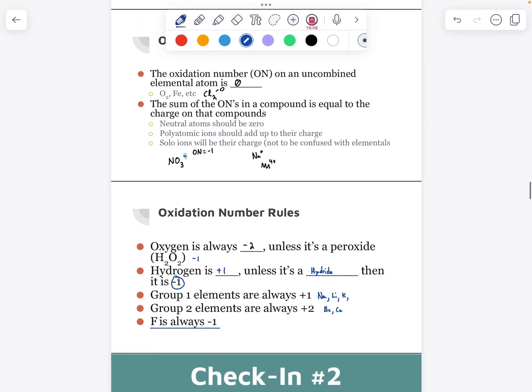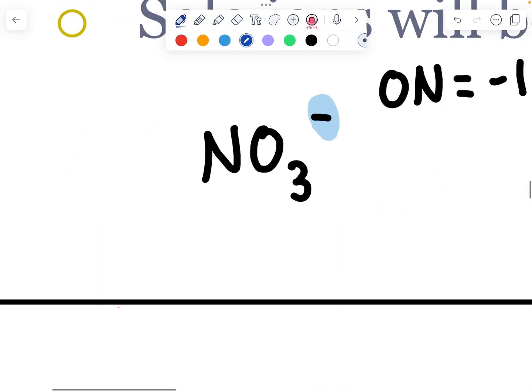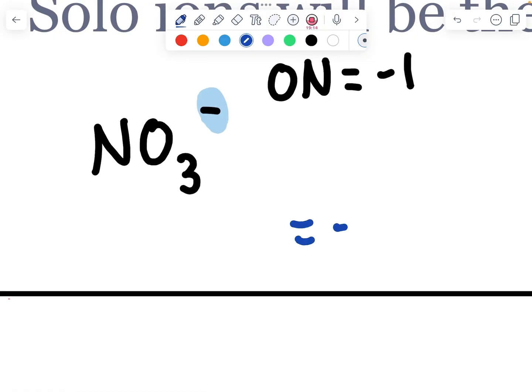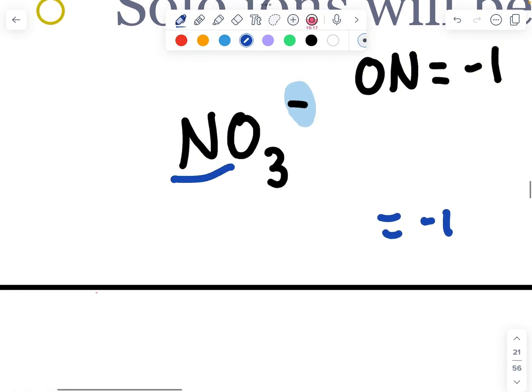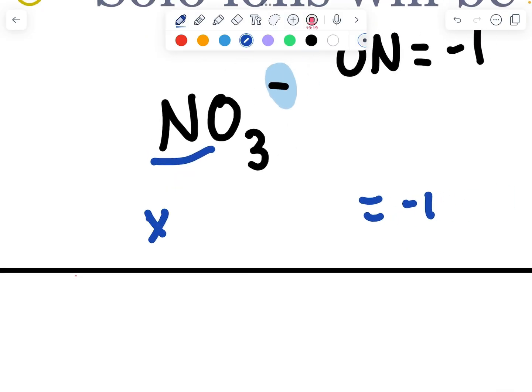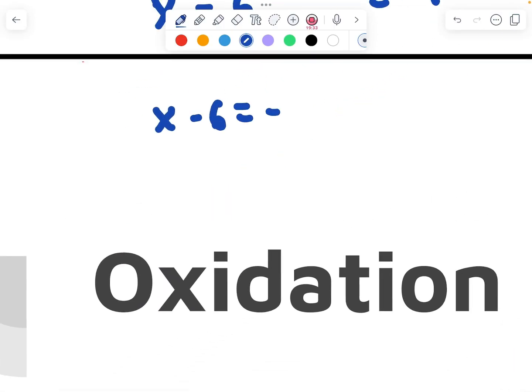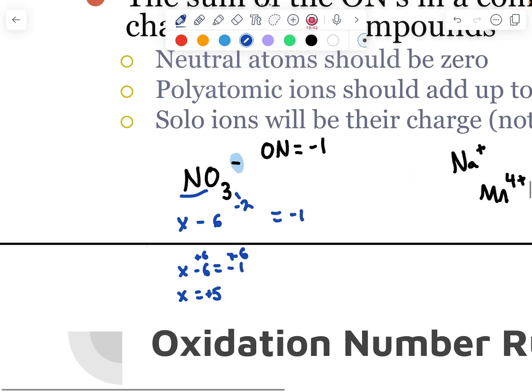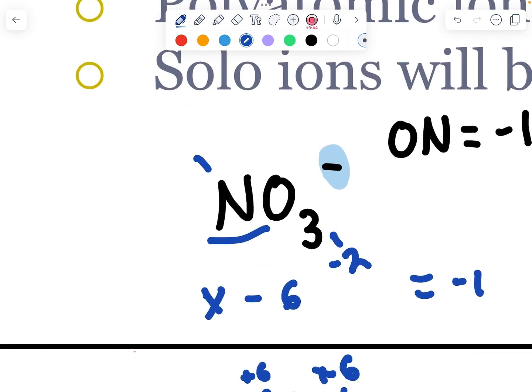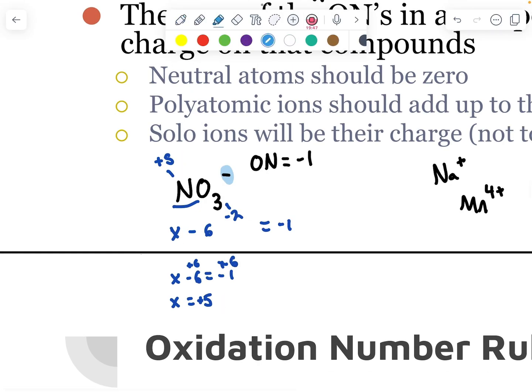And then fluorine is always -1 because it is super electronegative and just wants 1 electron. And so if we go back up to our NO3, for instance, and we say that it's going to be equal to -1, we need to find nitrogen. That's what we're finding. So we'll have X, and then our oxygen is always -2, and there's 3 of them. So we have -6, essentially, on this side. So we have X minus 6 equals -1. So then X would equal, we're going to add 6 to both sides, and so we're going to have X equals +5. And so we know that the oxidation number on this is a +5. And so that's how we use our oxidation rules.